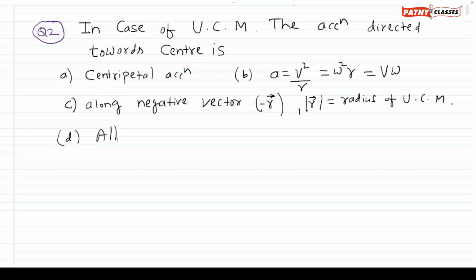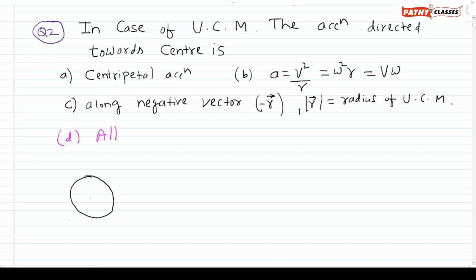Question number 2. In case of UCM, the acceleration directed toward the center is. There are 4 options. First is the centripetal acceleration. Option B, a equals v square upon r equals omega square r equals v omega. Option C, along negative vector r. And option D, all. The correct answer is D. Let us discuss the solution.